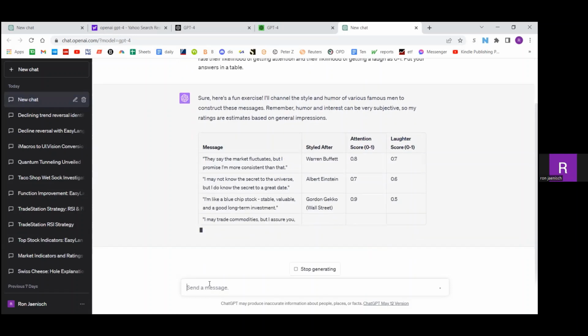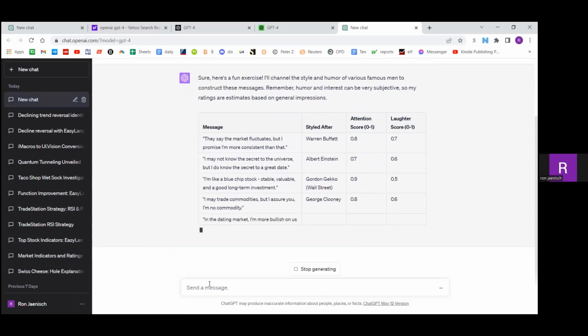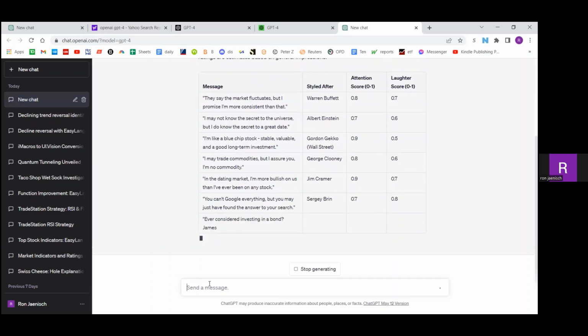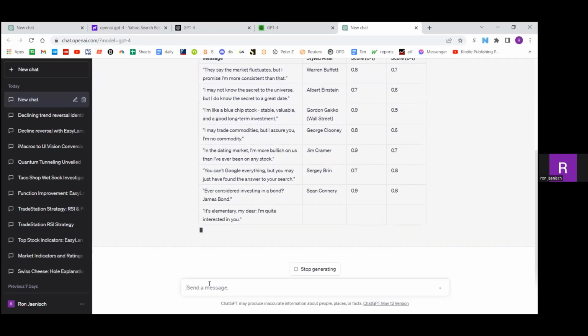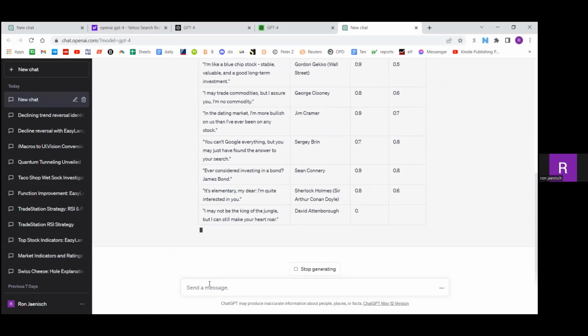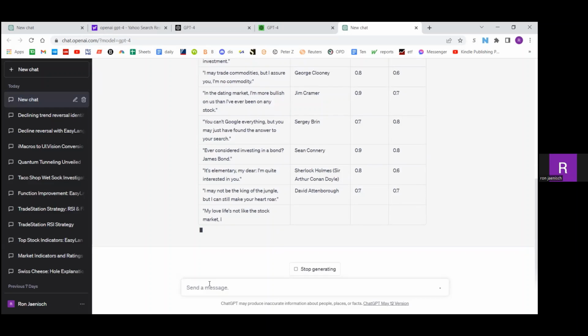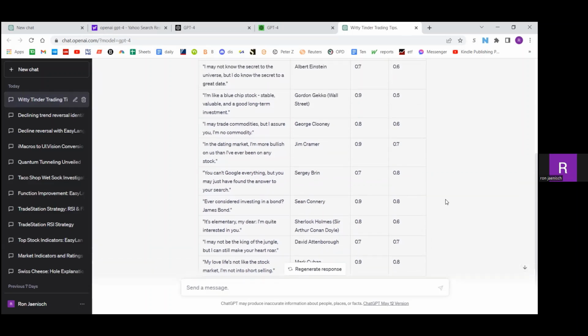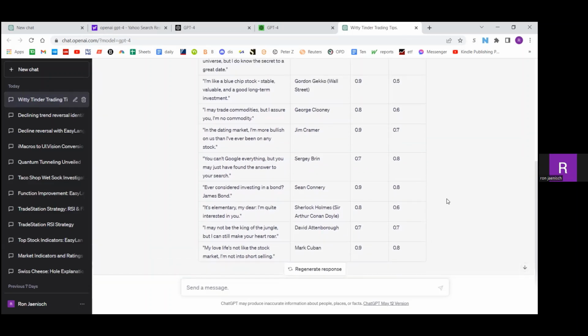These aren't bad at all. I may trade commodities, but I assure you I'm no commodity. I like that. That's good. My love life's not like the stock market. I'm not into selling short. Okay, yeah, these aren't bad at all. These are decent one-liners. Some of them are. Some of them are terrible and only work for appropriate situations. Not bad at all. That's fun.